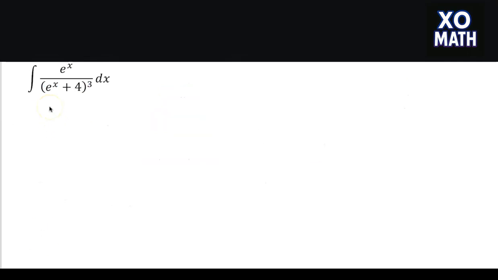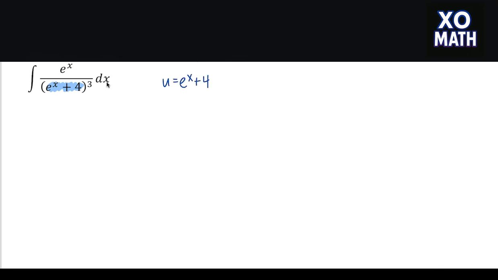Let's try another substitution method. We have the integral of e to the x all over the quantity e to the x plus 4 cubed dx. So this time we're going to go ahead and let u be the quantity e to the x plus 4. So we often want to let u be the quote-unquote inside of a function. So on the previous one, it was inside of the sine function. Here, e to the x plus 4 is inside of this power of 3. So we're going to let u be e to the x plus 4.